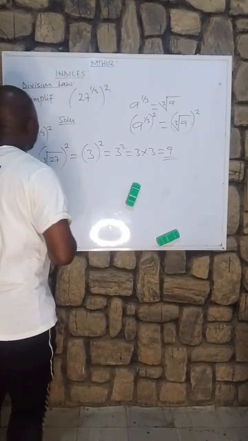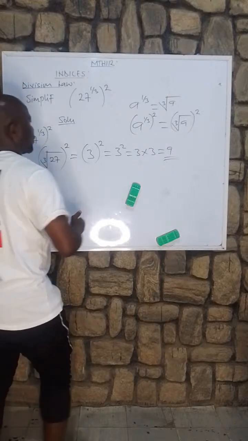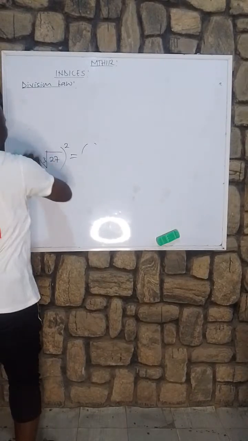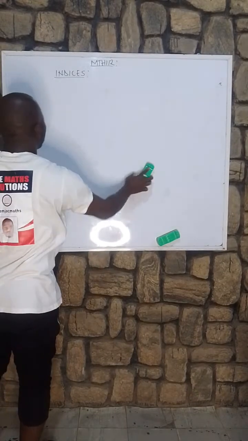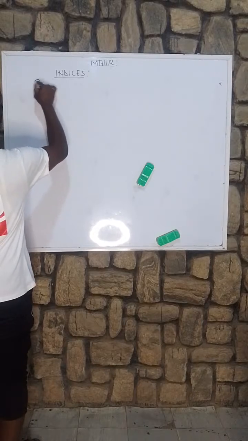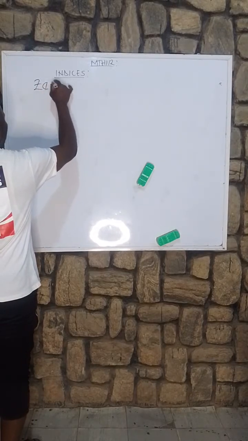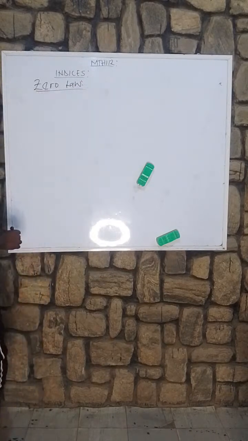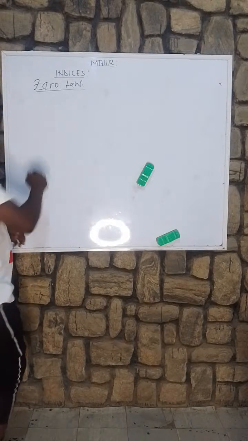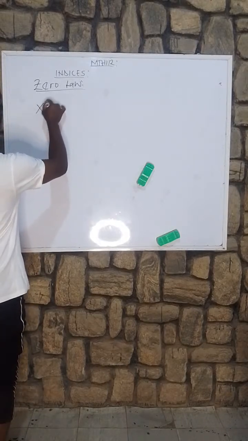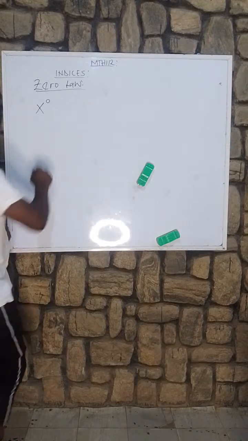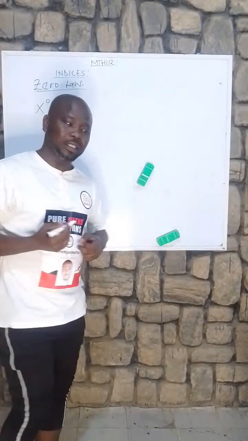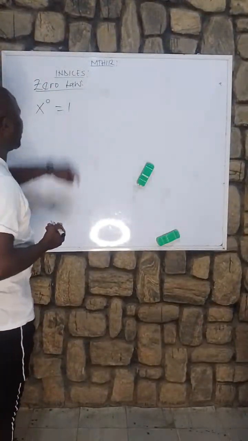Okay. Let's consider division law. Let us consider zero law, right? Zero law means that if we have, assuming, x raised to power 0, x raised to power 0 is equal to 1. It implies that anything raised to power 0 is always 1.